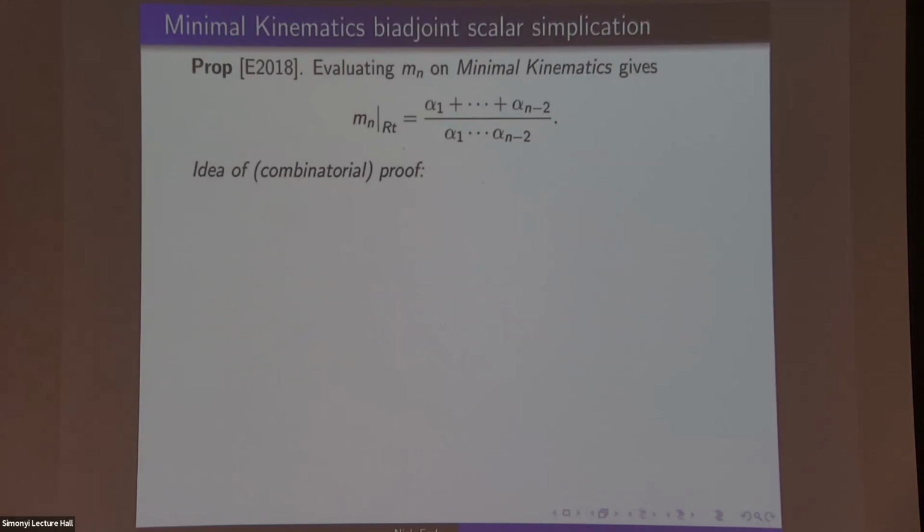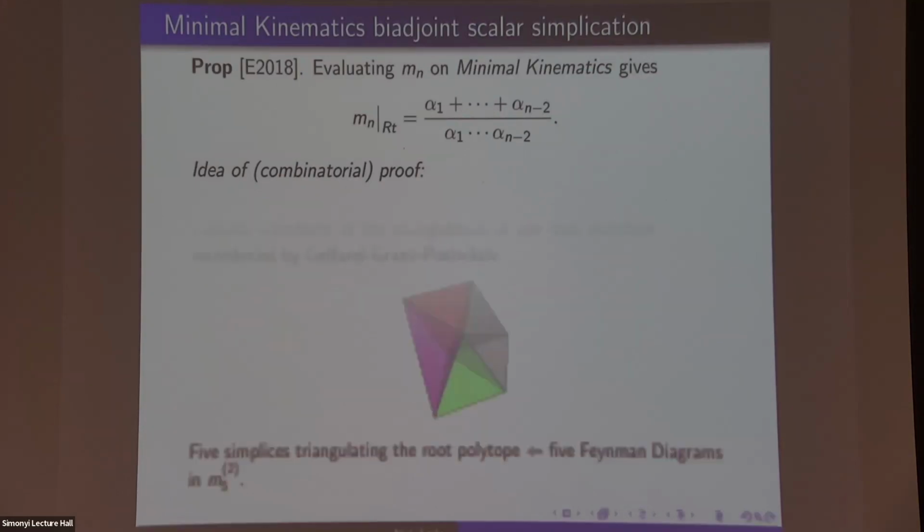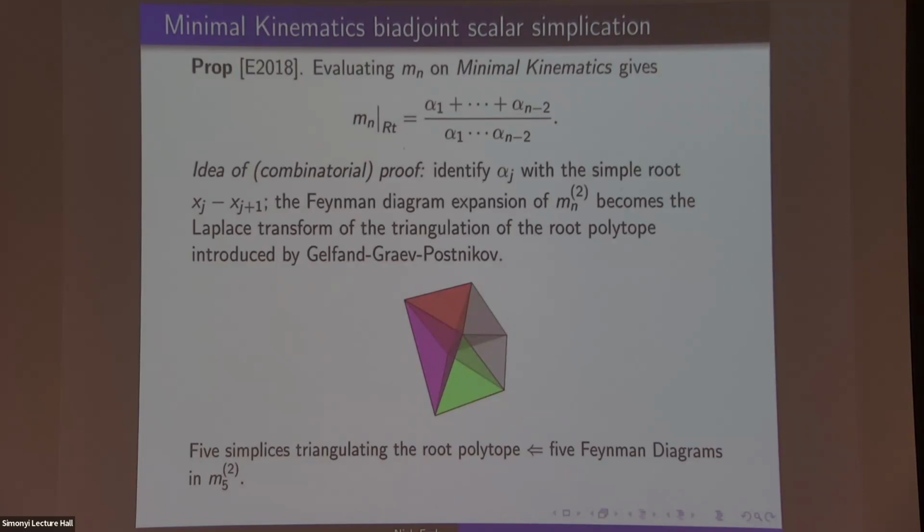And there's a combinatorial proof in terms of the triangulation of a certain polytope. A polytope that has been studied by Postnikov and Gelfand and Graev. It's called the root polytope. Anyway, that's what it looks like here. In the next slide, I'll show you the explicit combinatorial interpretation for the 5 simplices that you see here. So each simplex here, each tetrahedron, corresponds to exactly one of the Feynman diagrams, one of the products of the x's.